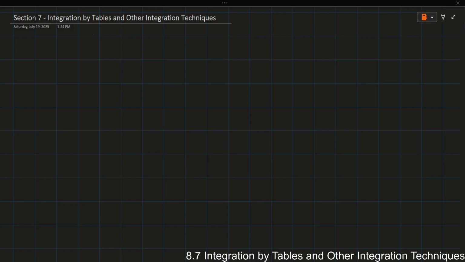Let's take a look at how we utilize this table in action.